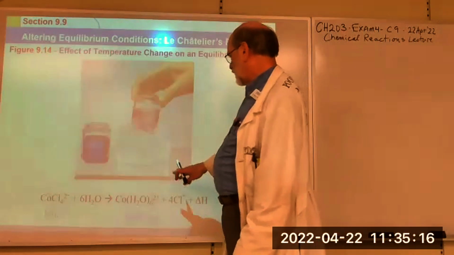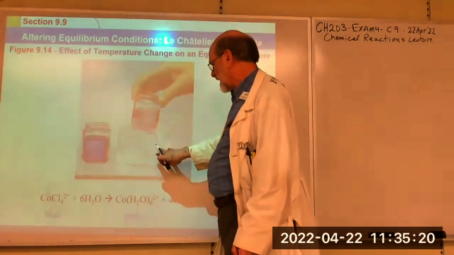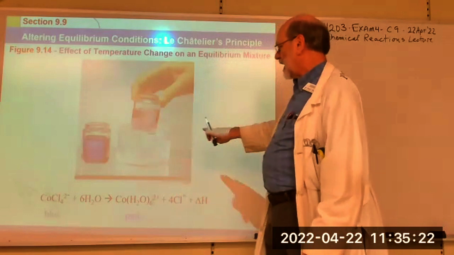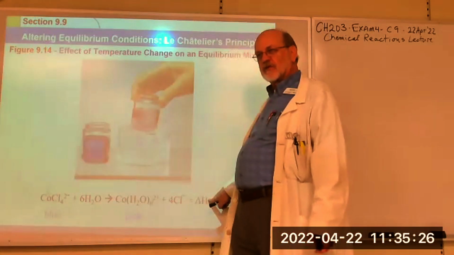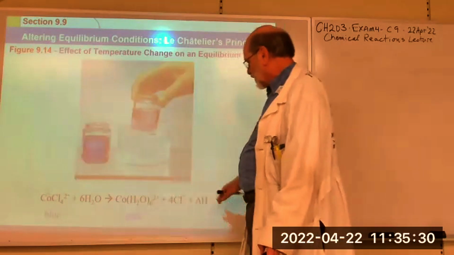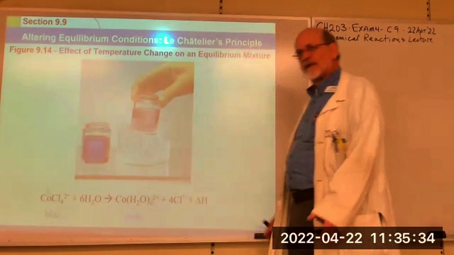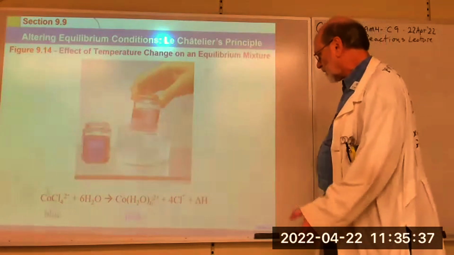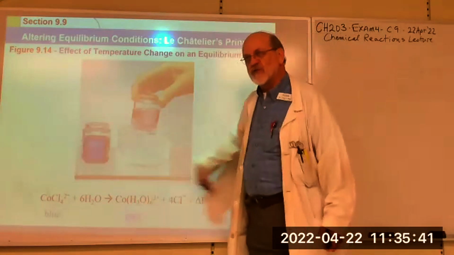So if you put the substance in ice and you cool it down, and it loses some blue color, that means it's going in this direction. It's going to the right. So we cool it down, make it go this way. So what have we done? Oh, there it is. I'm sorry, I missed it. It's exothermic. So if we cool it down, we're removing some of this, which drives it to the right.